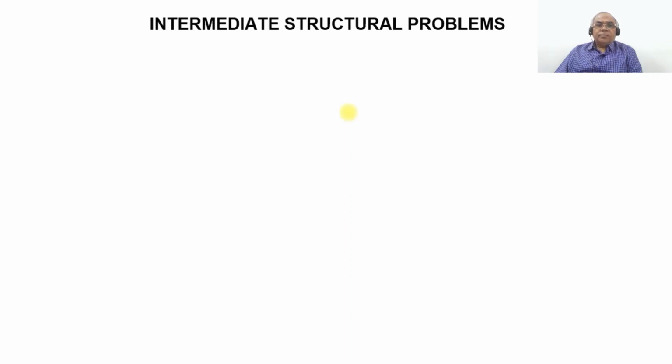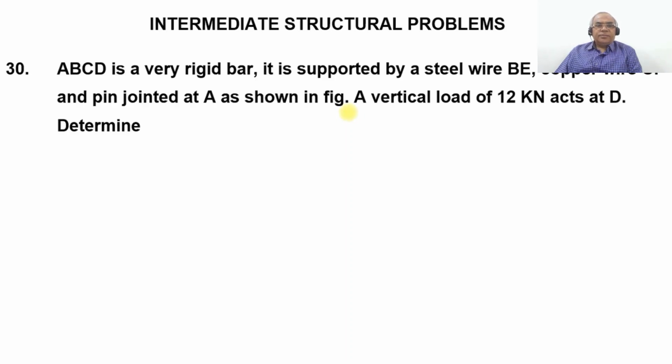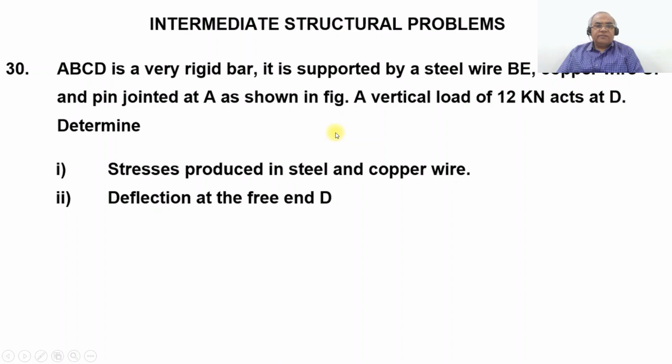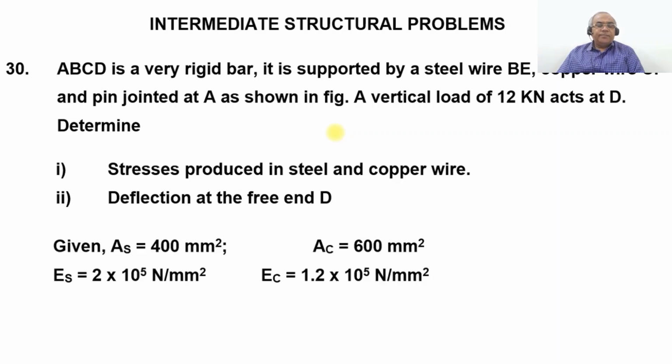So now we're going to take up some of the problems on intermediate structural problems. Problem number 13. ABCD is a vertical rigid bar. It is supported by steel wire BE and copper wire CF and pin jointed at A, as shown in this figure. A vertical load of 12 kilonewton acts at D. Determine the stresses produced in steel and copper wire and the deflection at the free end B.